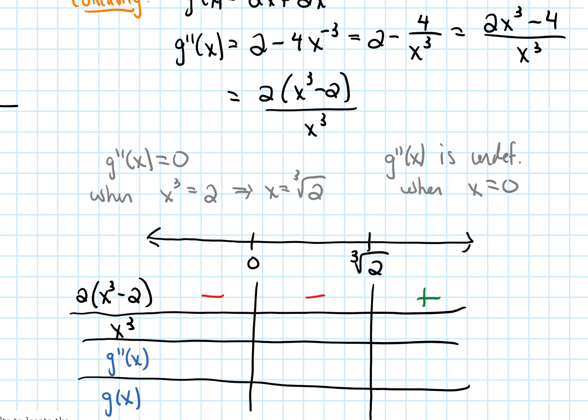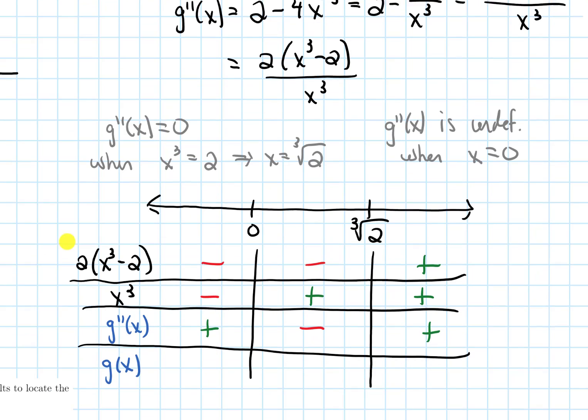And then x to the third is positive when x is bigger than 0, so over here, and it's going to be negative when x is less than 0, so negative over here. Okay, so now for my second derivative, my overall thing, I'm sort of dividing these two. A negative divided by negative is going to be a positive. Positive divided by positive is positive, and negative divided by positive is negative.